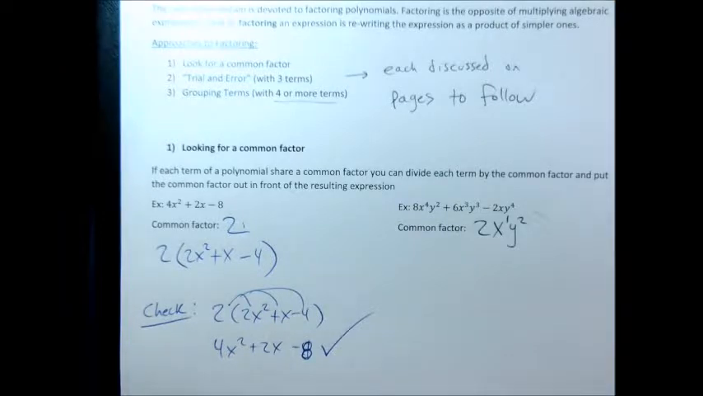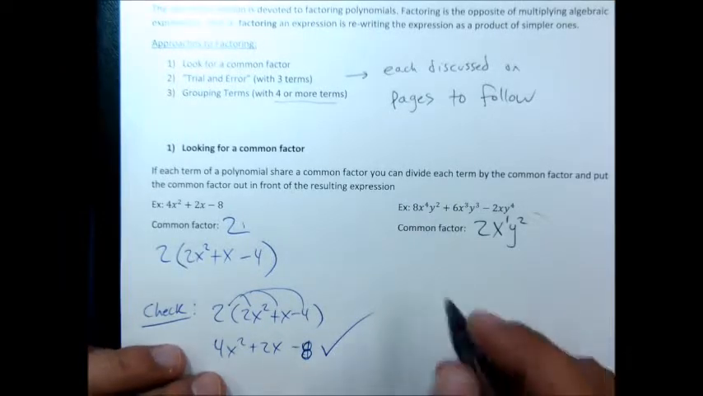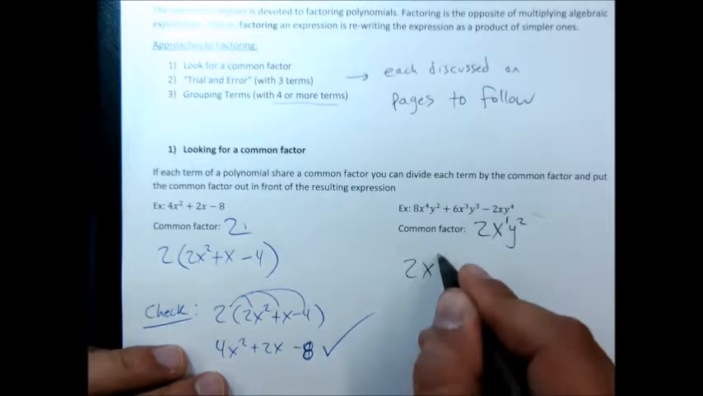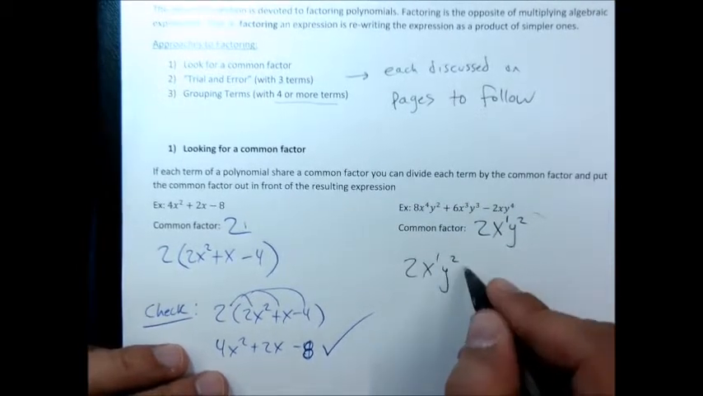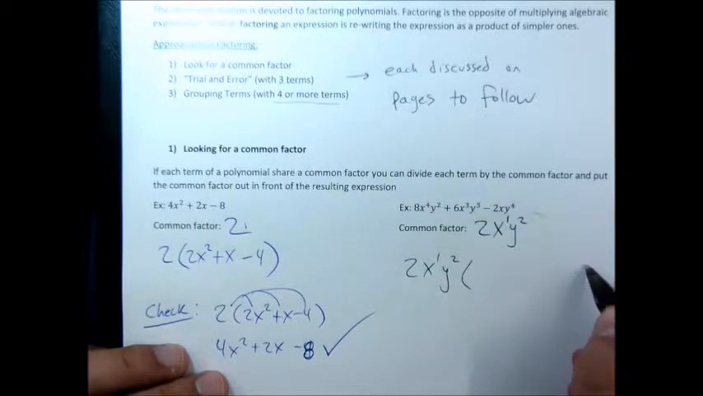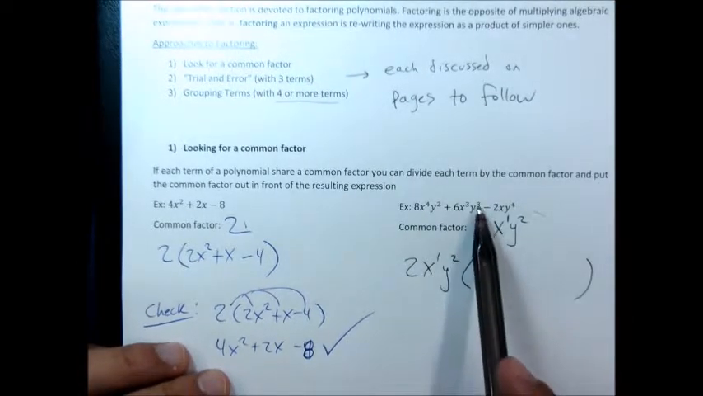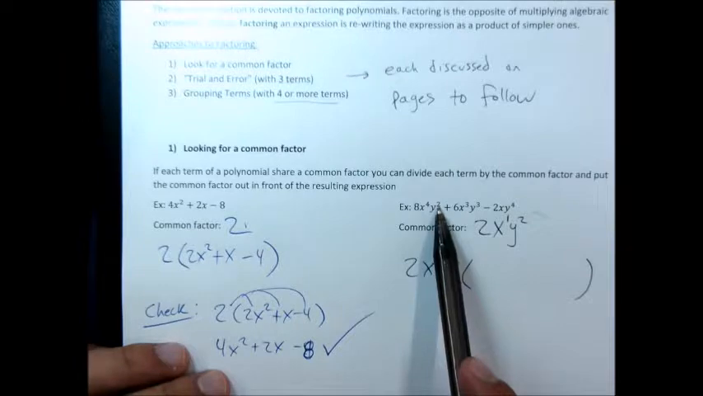Got a couple minutes here. Take 30 seconds and factor this one out. So you want to divide everything in there by 2xy squared. There's a y to the third in the middle, but this one only has a squared.